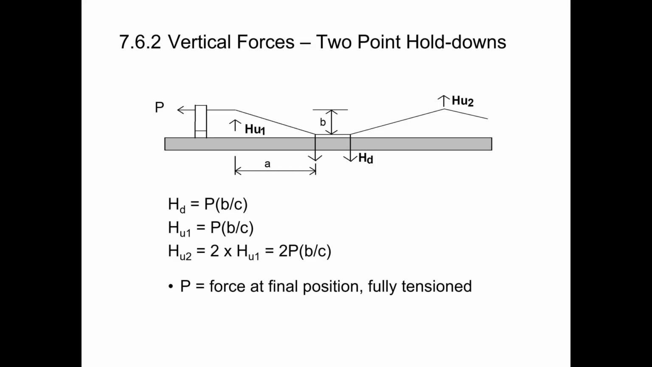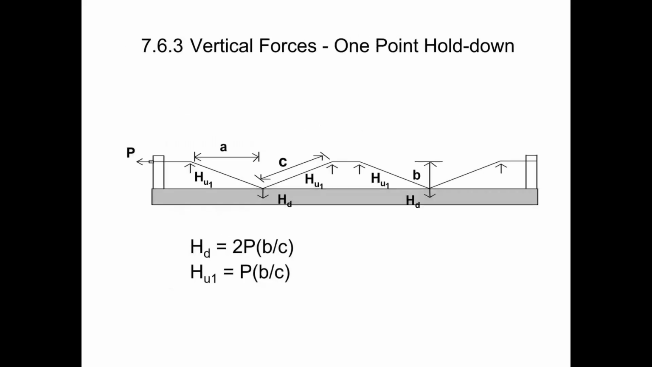All right, let's look at another one that uses the vertical force. So here's 7.6.3. So in this case, we've got a single point hold down at the center of each of the two beams in the setup. And so our hold down force, we have two diagonals coming into that hold down location. So the force is 2 times P times B over C.